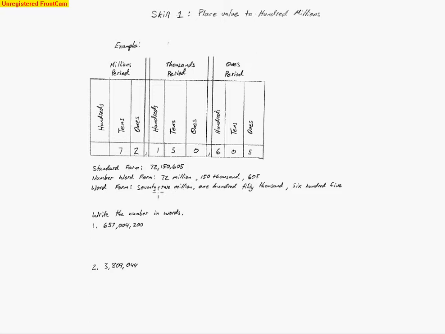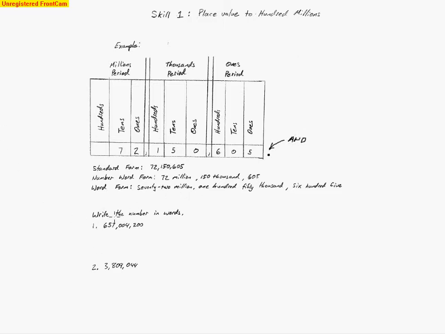72,150,605. Notice that we did not say the word and. And is always said if we have a decimal point. So the decimal point's where we'd end up saying the word and. If we see that decimal point, then we say and. But prior to that, we won't say that. And so in these problems, we will not.